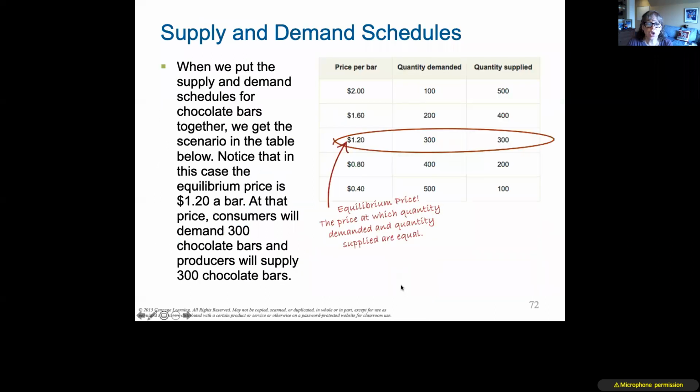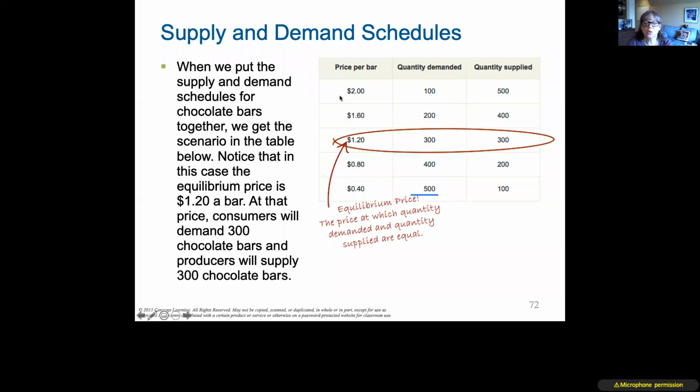Now, let's go back to our chocolate bars. For the chocolate bars, we're going to find exactly the same thing. We look at the quantity demanded, just like we did before, across all the consumers purchasing. We know at $2, they demanded 100. At $1.60, they demanded 200. At $1.20, they demanded 300. At $0.80, they demanded 400. And at $0.40, they demanded 500.